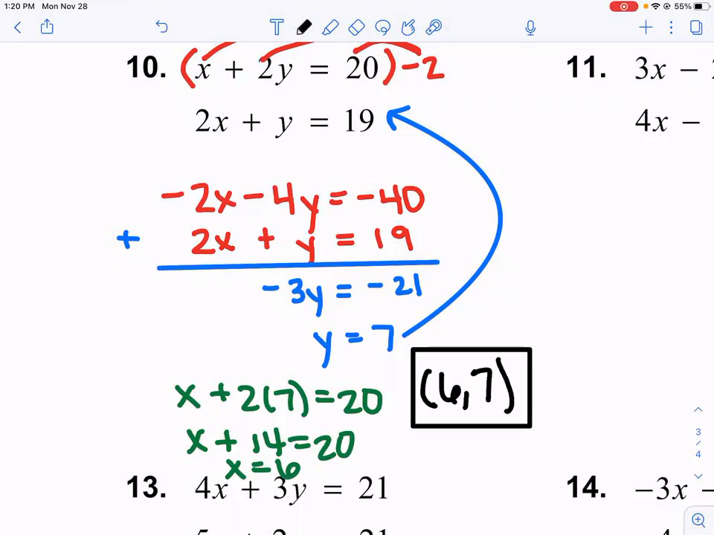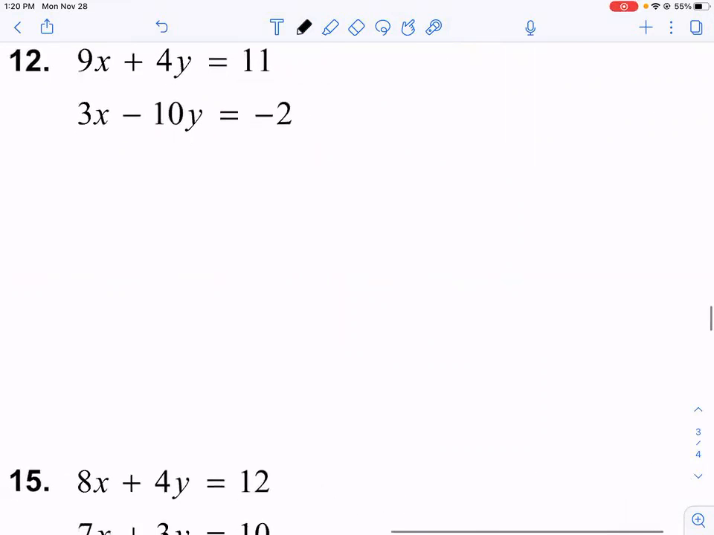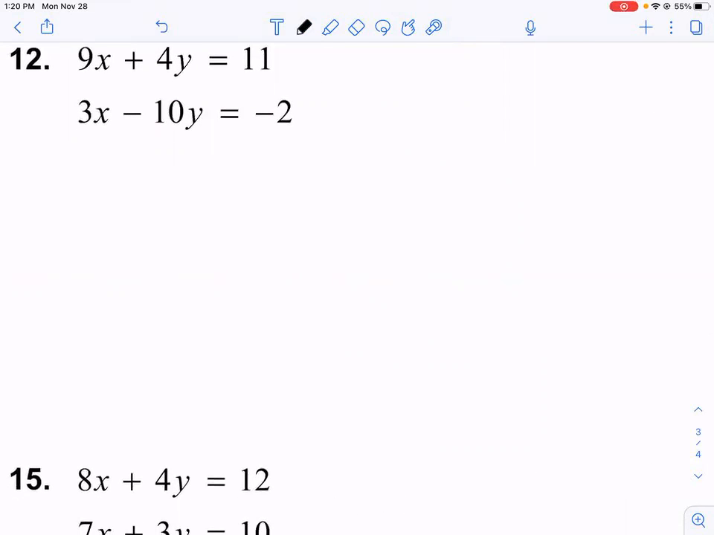We're good. Okay. We're going to be a little bit crazy and we're going to go to number 12 next. What about 11? We'll come back.